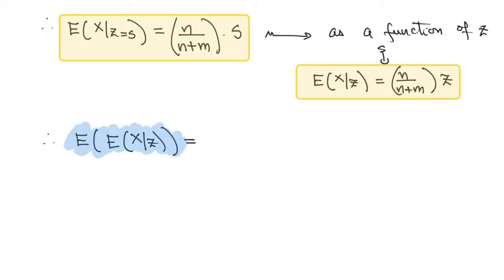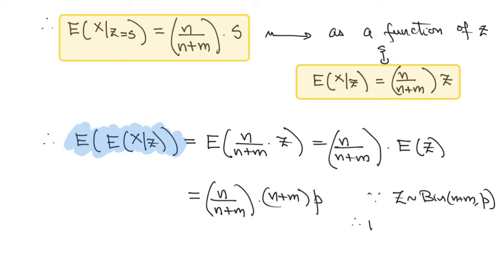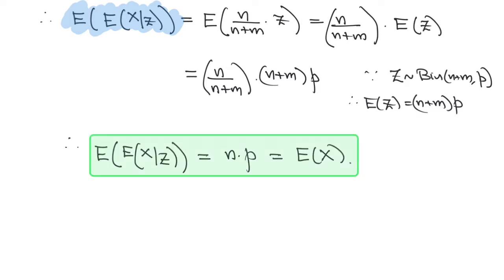Now we can calculate the expected value of the expected value of X given Z. Working through this calculation and noticing that the expected value function is linear, so that constants come out, and then using the fact that Z has the binomial distribution with parameters n plus m, comma p, we get that the expected value of X given Z is exactly equal to n times p, which is the expected value of X, which had distribution binomial with parameters n and p.